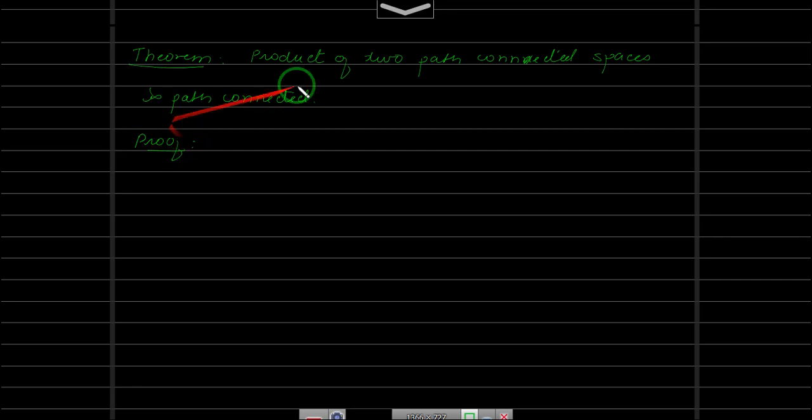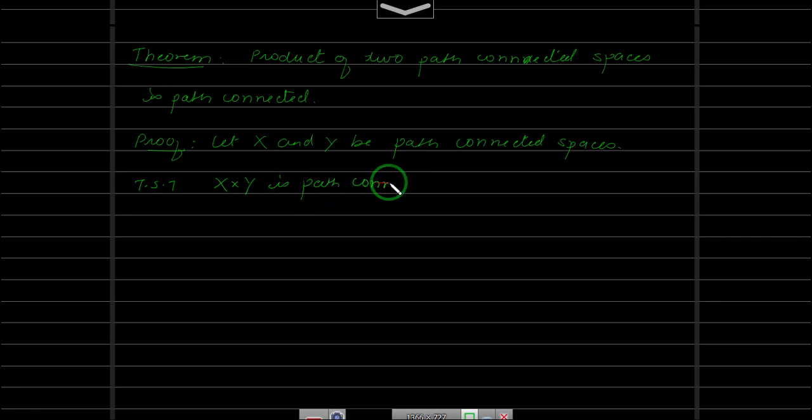So of course we need two path connected spaces. So let x and y be path connected spaces. To show that x cross y is path connected, we need to take 2 points from this space and we need to find a continuous function satisfying those properties of the path.